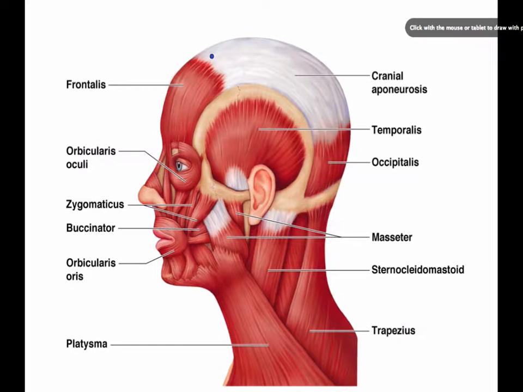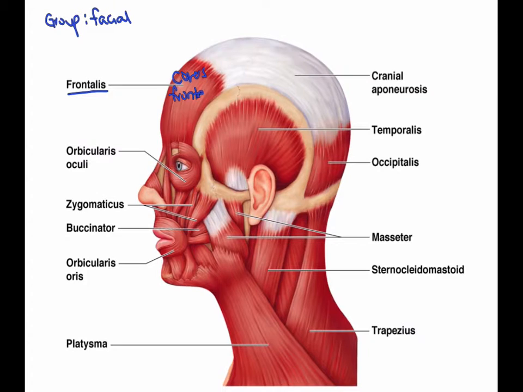Okay, so first of all here, we're going to start with the frontalis. The frontalis group is a facial muscle. So it's a part of the facial muscles. The description is that it covers the frontal bone. So I think that's pretty obvious. Frontalis, frontal bones right here. And then the origin, I'm just going to put O because it's easier. The origin is going to be the cranial aponeuroses.